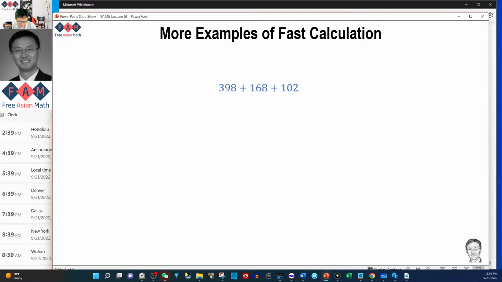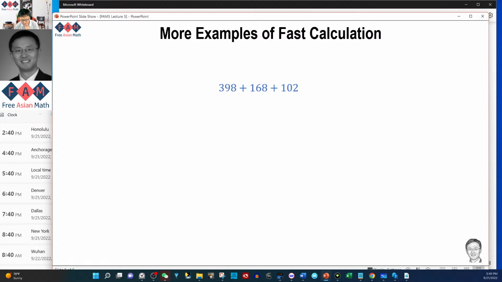If we want to do this expression, we want to add three numbers first: 398 plus 168 plus 102. Well, what we will do, without any careful thinking, is add the first two numbers up, right? You get 398 plus 168. That's not very obvious to do very quickly. You have to do something, then you add 102.